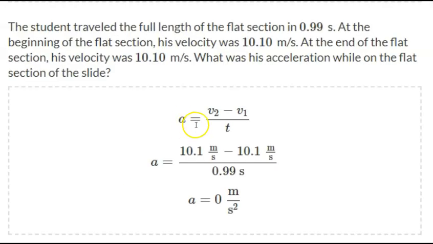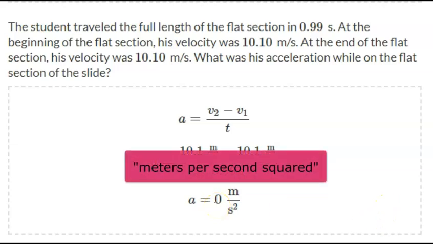So we know that acceleration is equal to the final velocity minus the initial velocity or speed, divided by the time it took to make that change. So if we plug in the 10.1 meters per second, right? At the beginning, he was going 10.1 meters per second. And at the end of the flat section, his velocity was 10.1 meters per second. Final minus initial. So here's the initial velocity, here's the final velocity. Do that math, you end up with 0, right? 10.1 minus 10.1 is going to be 0. And so your answer essentially is going to be 0 meters per second squared.